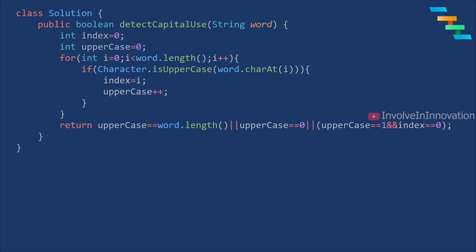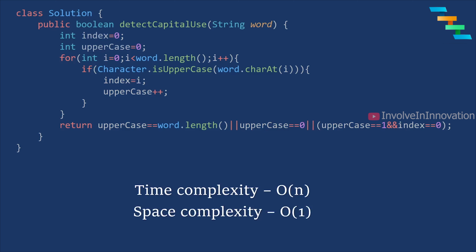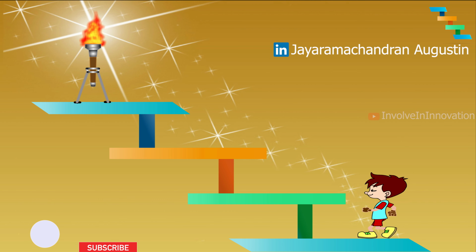One, I am checking whether the uppercase is equal to the word length. Two, whether the uppercase is equal to 0. Three, whether the uppercase is equal to 1 and the last index of the capital letter is equal to 0. If any one of these three conditions is met, then we are returning true, or else we are returning false. The time complexity of this algorithm is order of n and the space complexity is constant, order of 1.